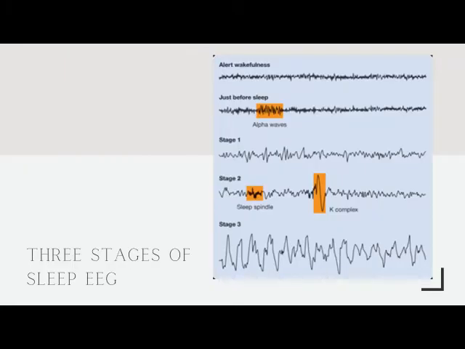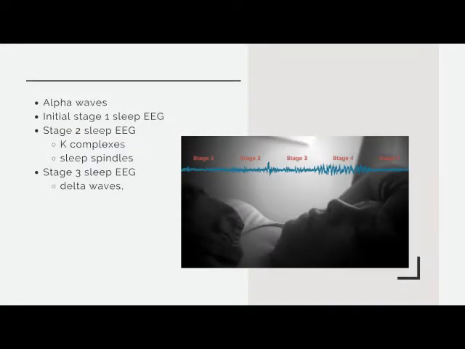3 stages of sleep EEG. According to the American Academy of Sleep Medicine, there are 3 stages of sleep EEG. Examples of these 3 stages are presented in the figure. Just before a subject falls asleep, the EEG is typically punctuated by bursts of alpha waves, or the large amplitude regular 8 to 12 Hz waves indicative of relaxed wakefulness. There is a gradual increase in EEG voltage and a decrease in EEG frequency as the person progresses from stage 1 sleep through stages 2 and 3.